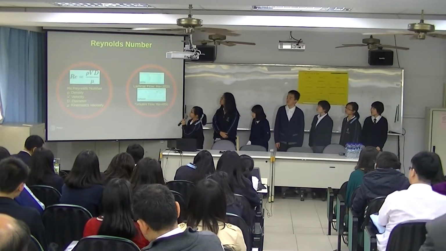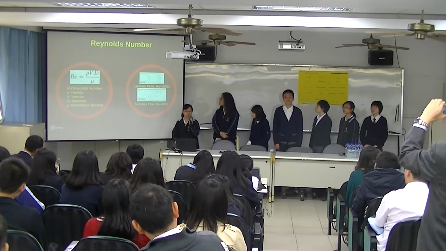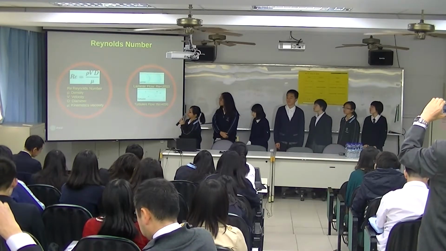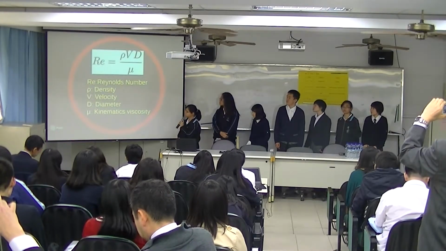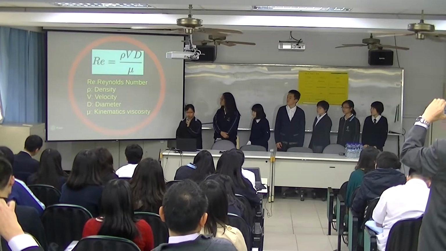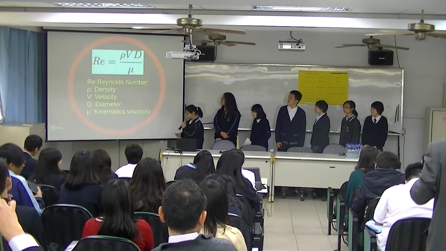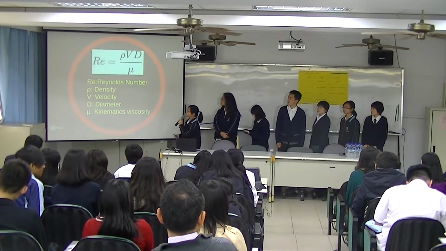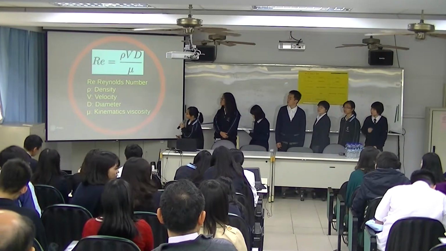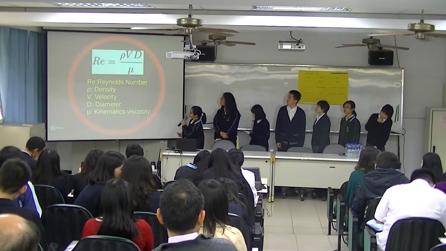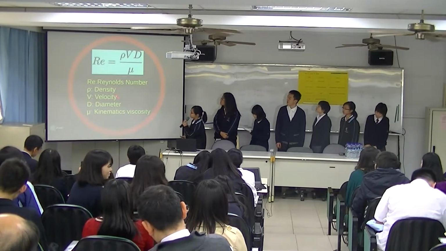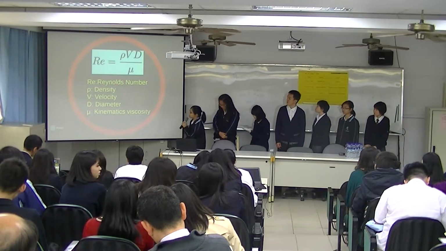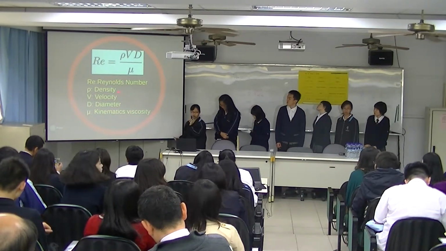The first theory I'm going to talk about is the Reynolds number. This proper noun got its name from the English scientist Osborne Reynolds. This formula shows how to calculate the Reynolds number and shows the relationship between the Reynolds number and the factors. When the Reynolds number increases, the density, velocity, and diameter also increase. When the Reynolds number decreases, the viscosity increases.